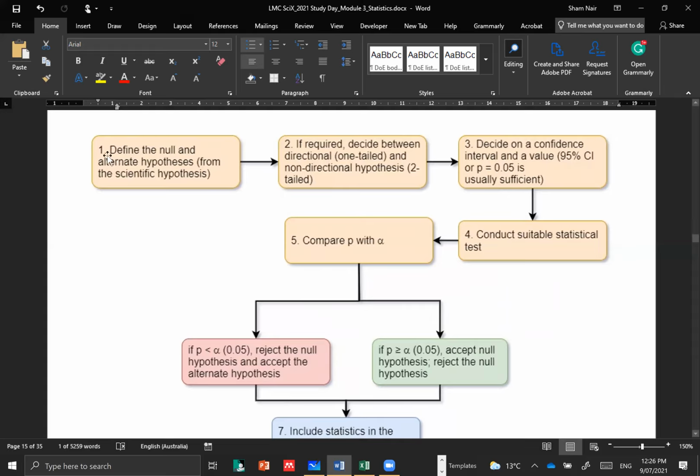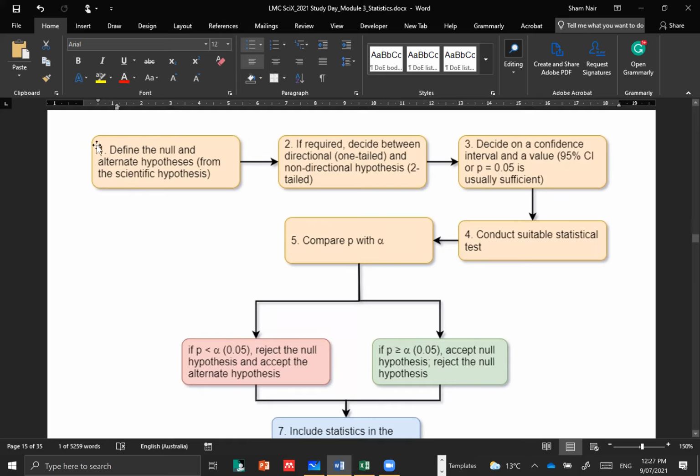So let's start at the top on the left. Imagine you've got your scientific hypothesis. Imagine you've planned and conducted your investigation. Imagine that you've got your data set in front of you. Now, let's say you've got two groups, treatment and control, two data sets. And now you're just about to start the statistical test.